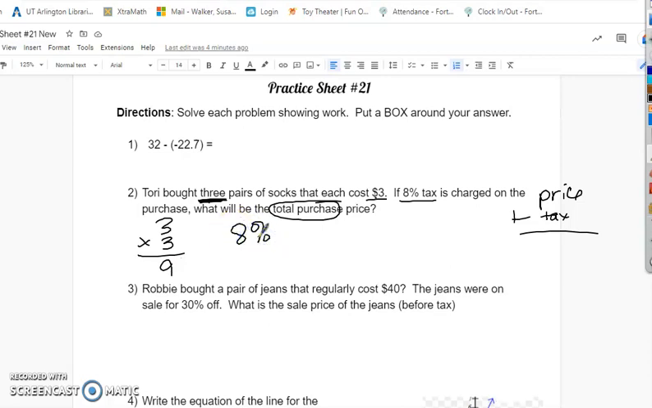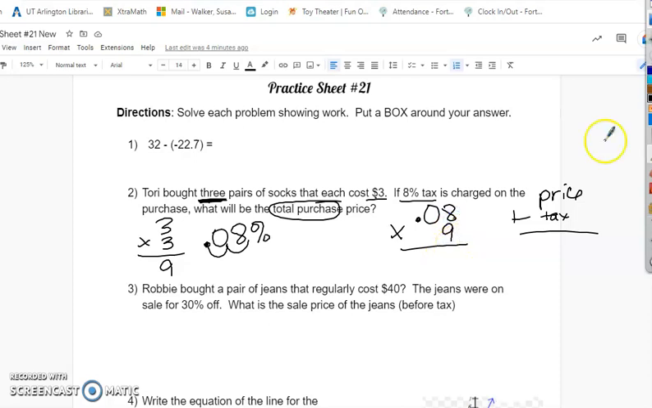8%. So we change the percent to a decimal and multiply. Change the percent to a decimal: 1, 2. You're going to become experts at this, I promise. 0.08 times the price, which is 9. So 9 times 8.